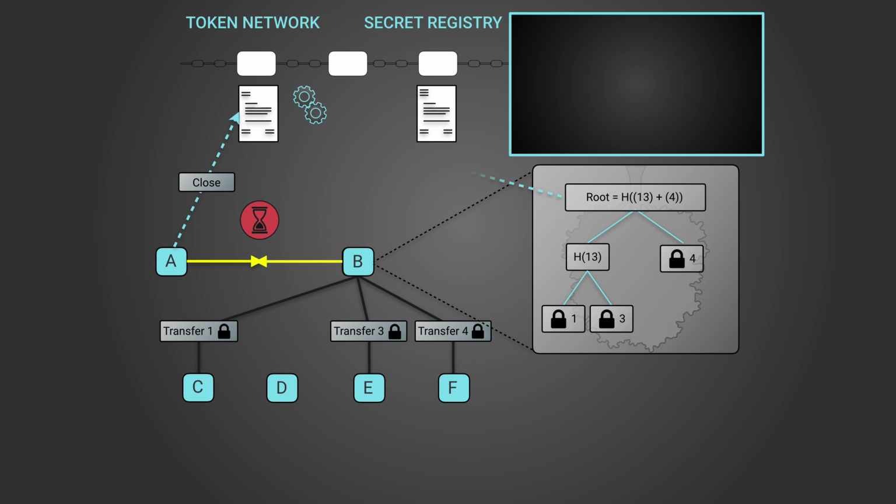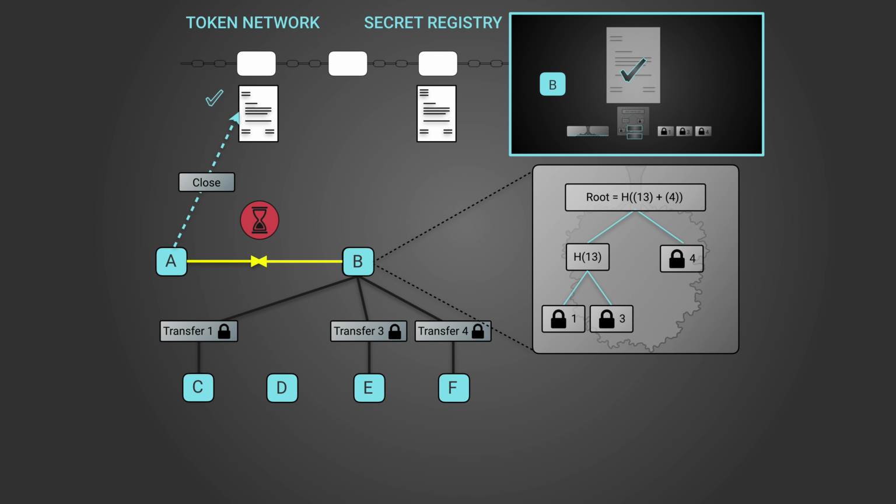Then Bob submits his local state Merkle tree, which the token network smart contract checks. It computes the Merkle tree root from the 3 submitted locks. If the computed root matches the previously provided Merkle root, it is certain that the locks that were provided to the smart contract are valid and that they represent the reality of events off-chain.